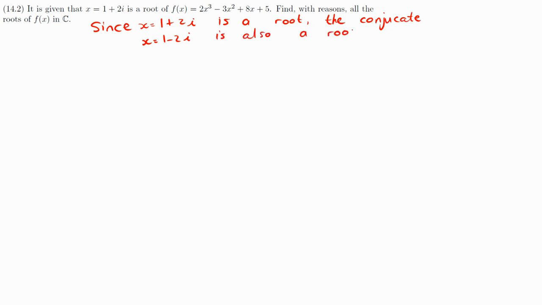Okay, so here they tell us it is given that x equals this is a root of this. Find, with reasons, all the roots of f of x. So first of all, if they give you a complex root, it is known that the conjugate is also a root. So since 1 plus 2i is a root, the conjugate, x equals 1 minus 2i, is also a root.